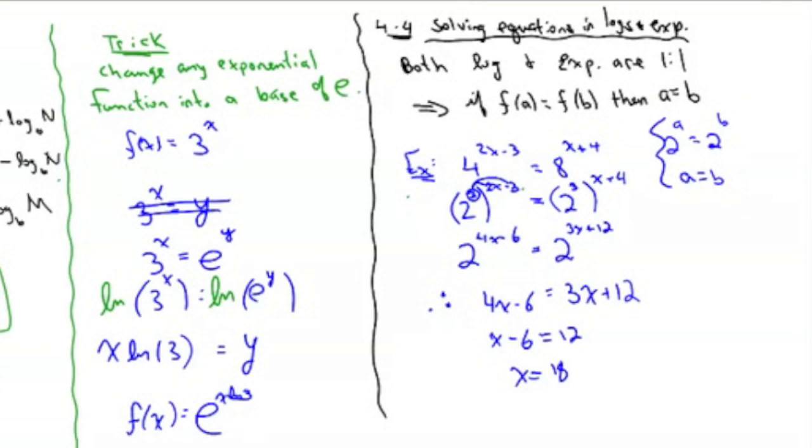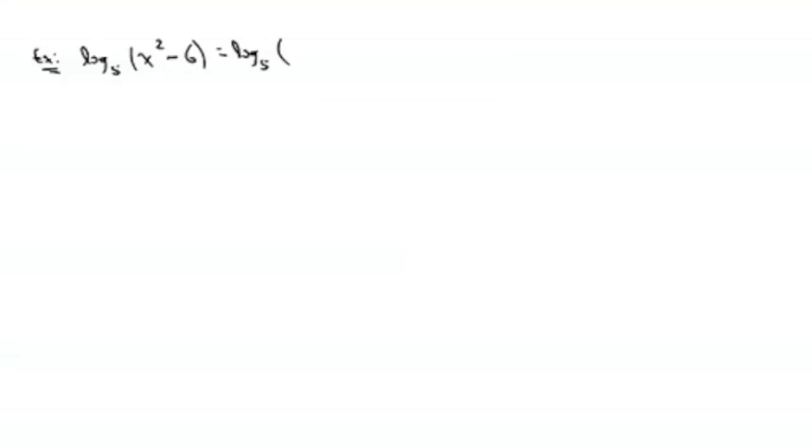Logarithms do the same thing because they're one-to-one functions. For example, if you have log base 5 of x squared minus 6 is equal to log base 5 of 5x.